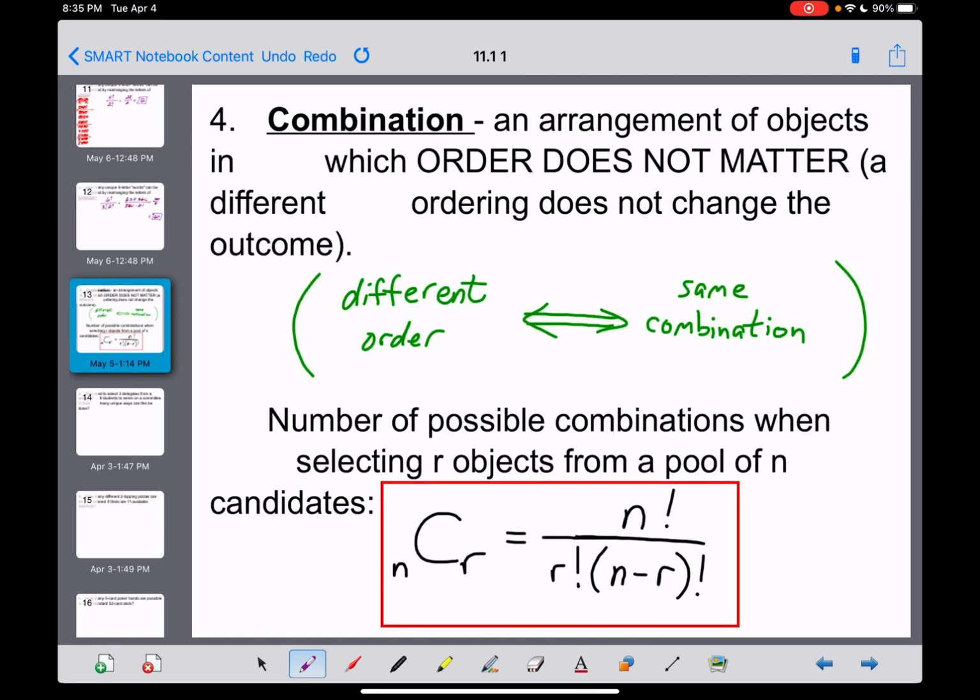Now, all of that is in stark contrast to the last thing we're going to talk about here, which is a combination. And a combination is an arrangement of objects in which order does not matter.